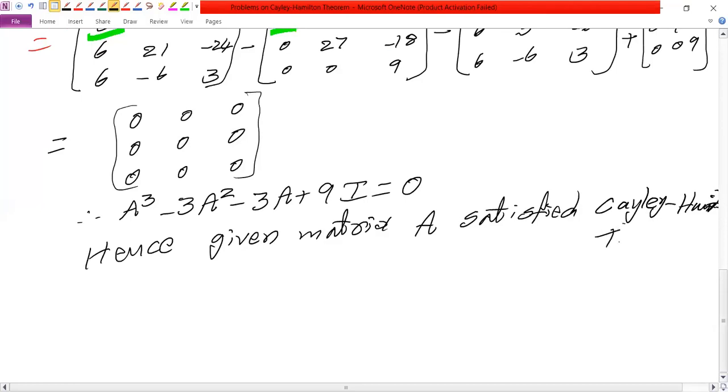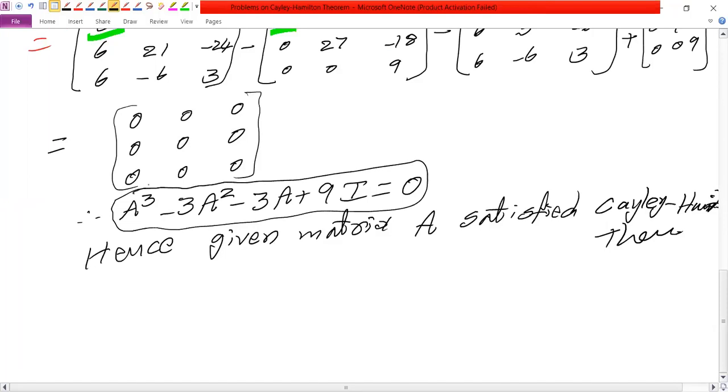Cayley-Hamilton theorem. Okay, so taking this as equation number 3. We can use it, but we have to use it after completion of verification. So this one I am taking as equation number 3.